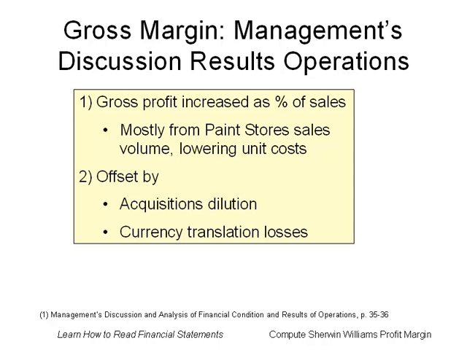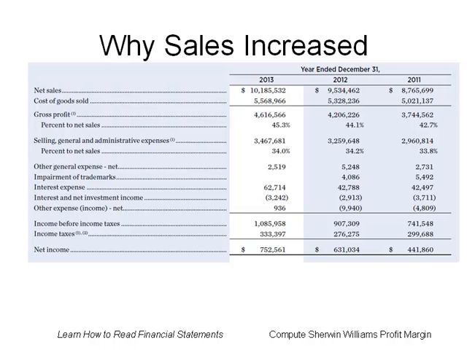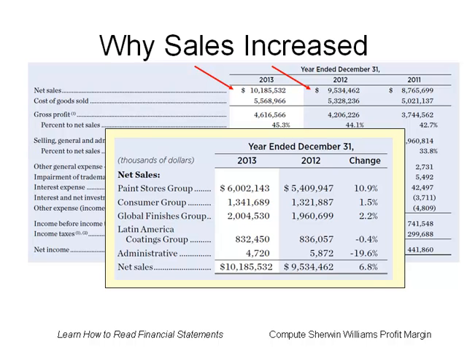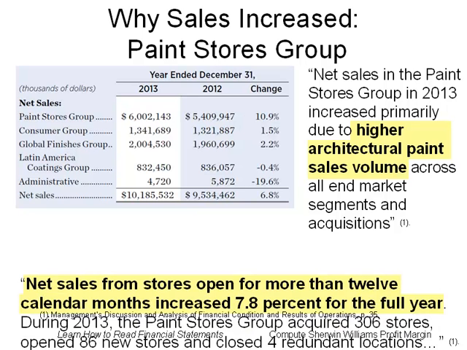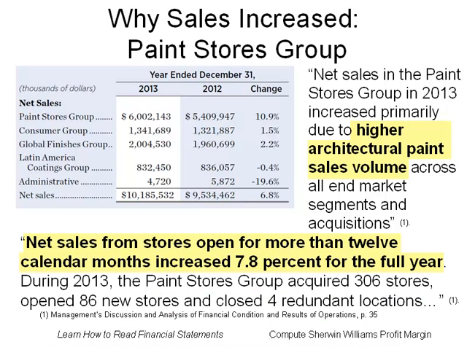This was offset somewhat by acquiring some new stores that had some upfront costs and from currency translation losses in foreign countries. To verify what management has discussed, we see the sales increase from 2012 to 2013. This is mostly attributable to the paint stores group, whose sales increased from 2012 to 2013. Consolidated net sales for 2013 increased due primarily to higher architectural professional painting contractor paint sales in the Paint Stores Group. The Paint Stores Group acquired new stores.